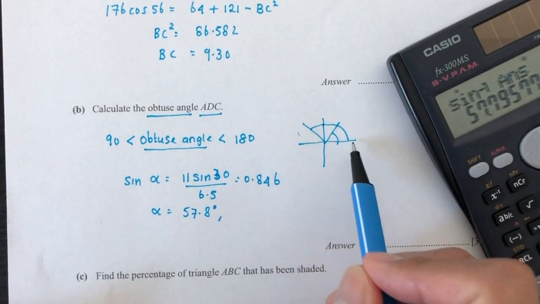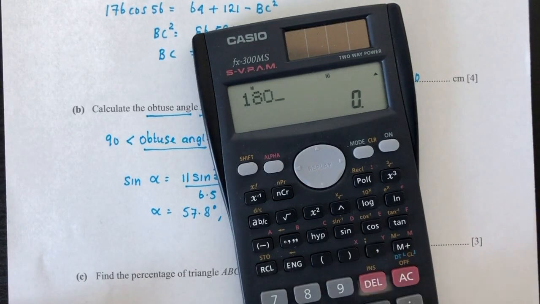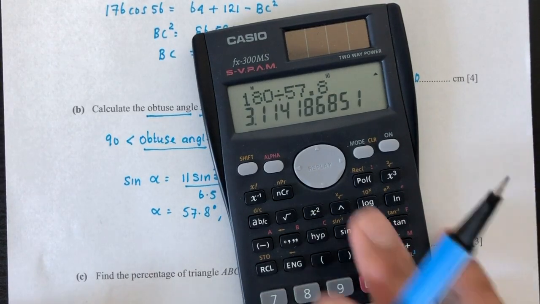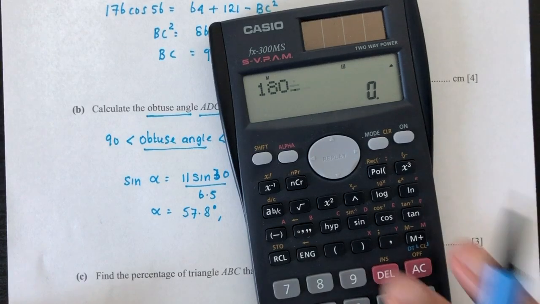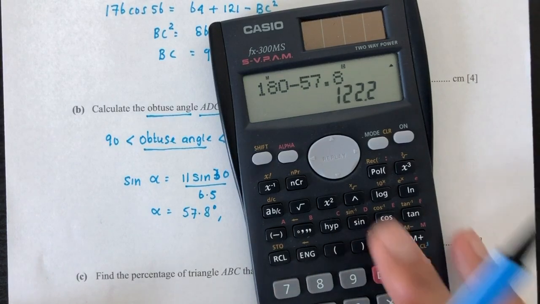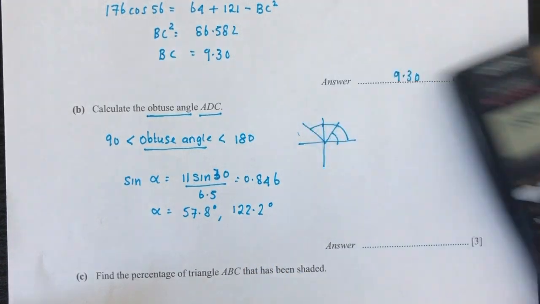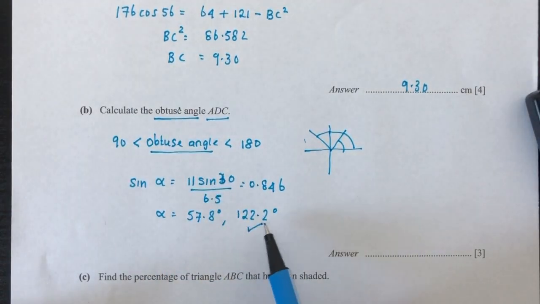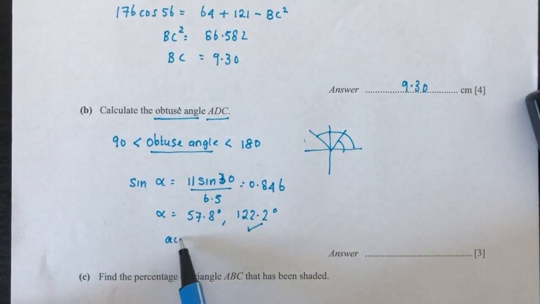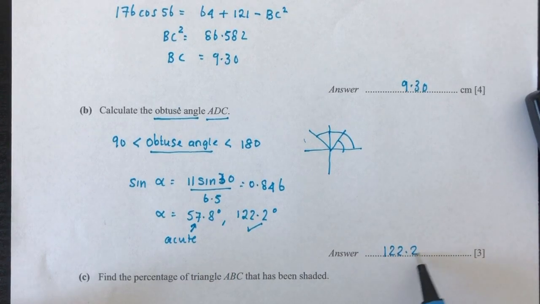So here is what? This big one will be 180 minus 57.8. So 180 minus 57.8. That will be 122.2. So in this case, since we are looking for the obtuse angle, it has to be this one. If we are looking for the acute angle, then it will be this one, but this one will be the answer, which is 122.2.